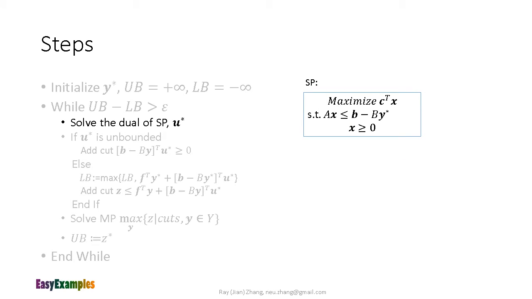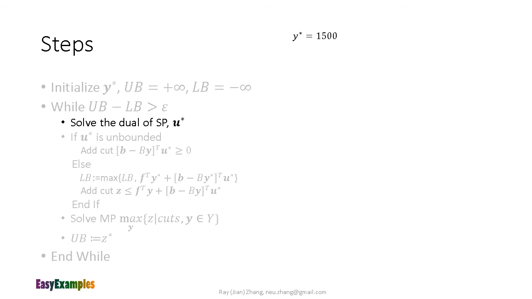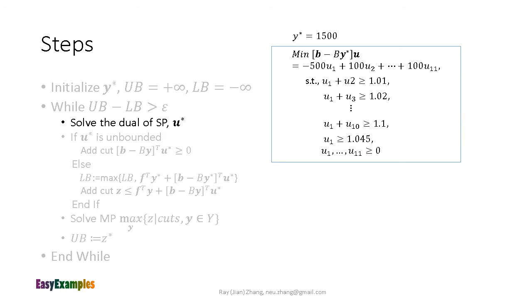When we have the primal form of the subproblem, we can easily derive the dual of the subproblem, and by solving this dual, we can have the u star. Now let's focus on our example. So far we have y star equals 1500. Then based on this y star, we can formulate the dual of the subproblem.